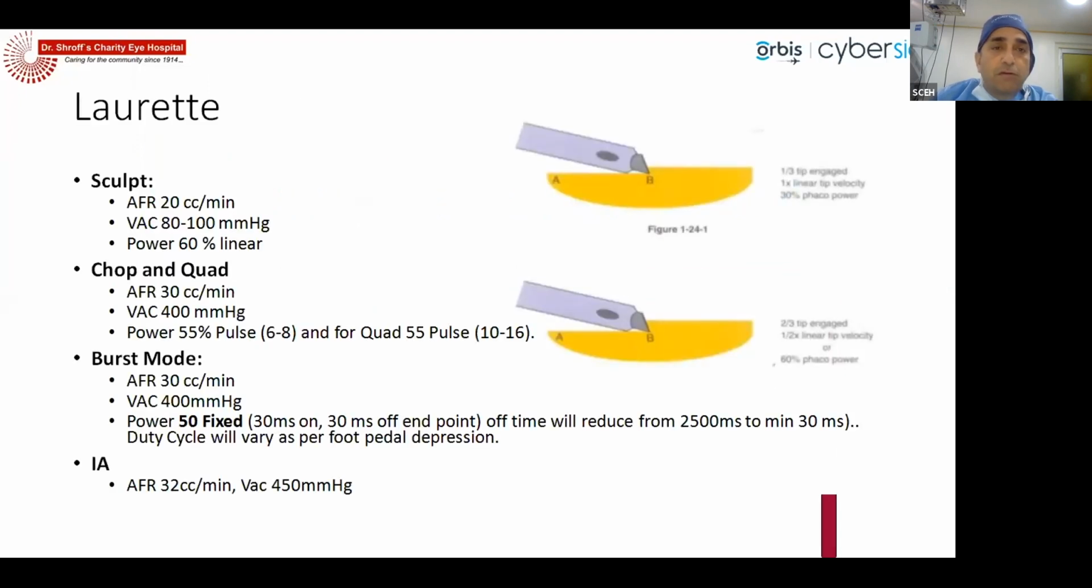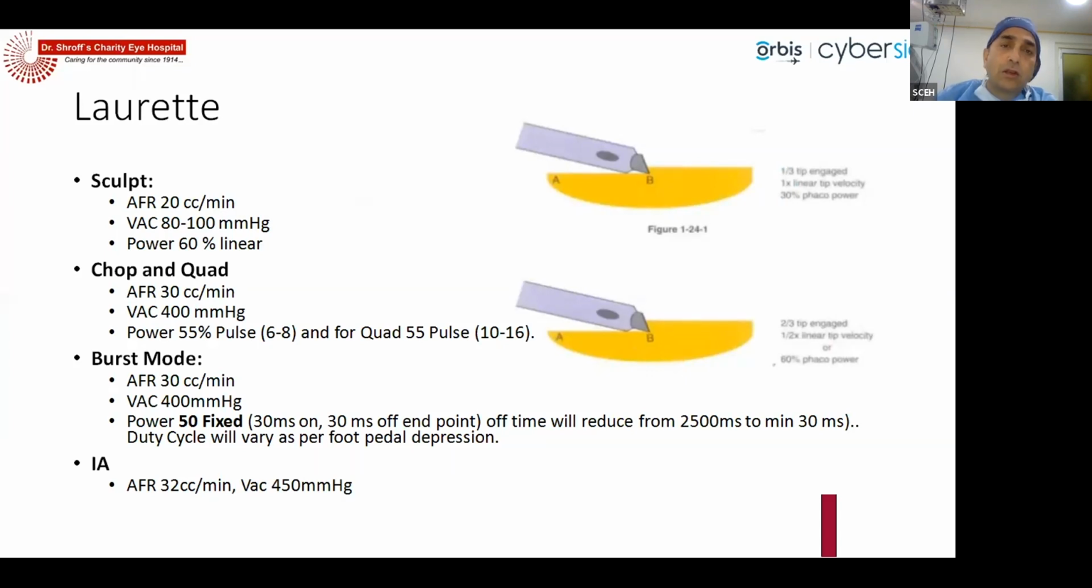You can also have a burst setting. In a burst setting, as you press the foot pedal down, although the power is constant, you have less and less off time. So if you're in a very hard cataract, you can use the burst mode, which is a little quicker to penetrate into the piece or crush it into smaller pieces. These are some of the settings which are generally used.